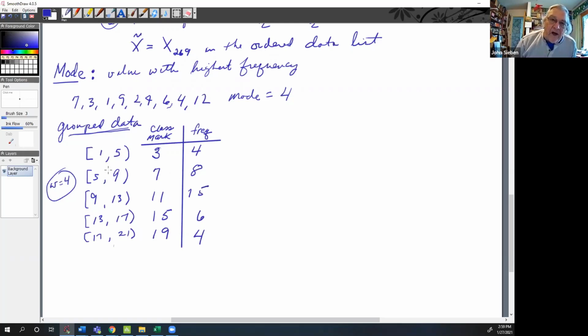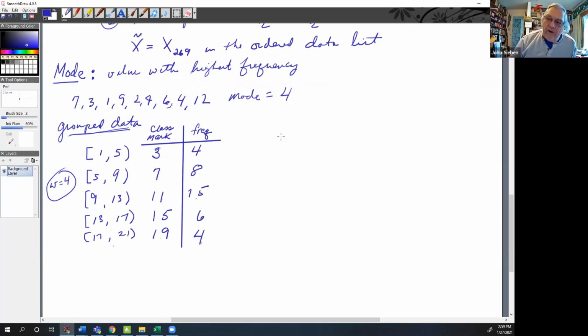It would be okay to have this column. Very often, this is what you'll get. What does this frequency distribution in this form tell me? It tells me that in the class that had class mark 3, I had 4 pieces of data. In the class that had class mark 11, I had 15 pieces of data. In the class that had class mark 19, I had 4 pieces of data. So that's what the frequency distribution tells me.